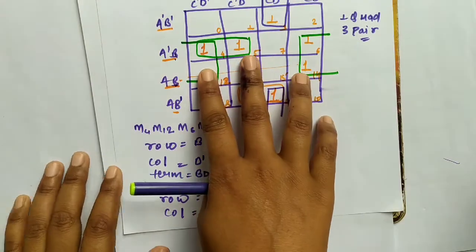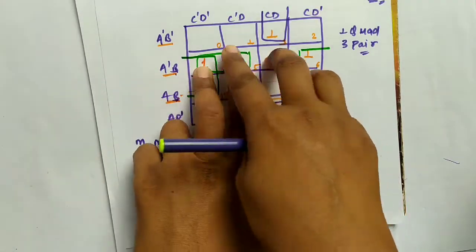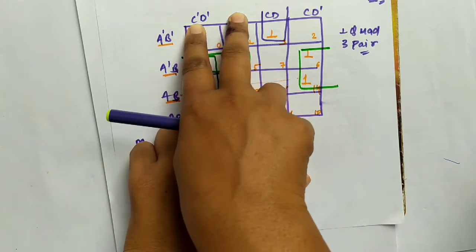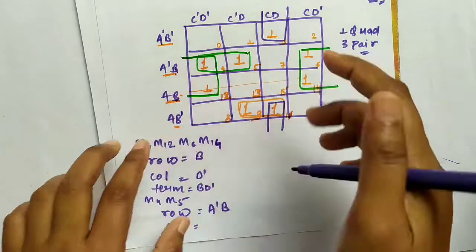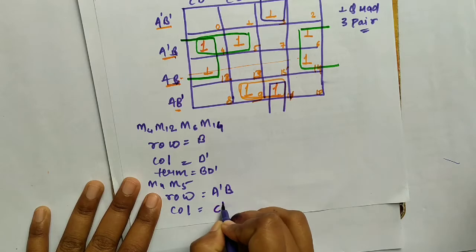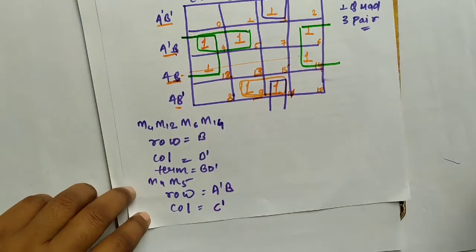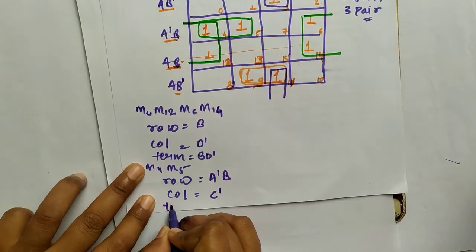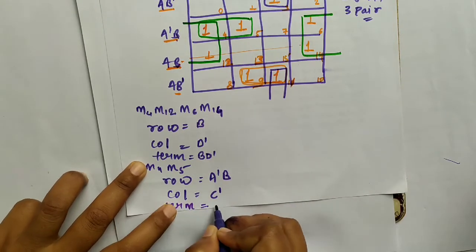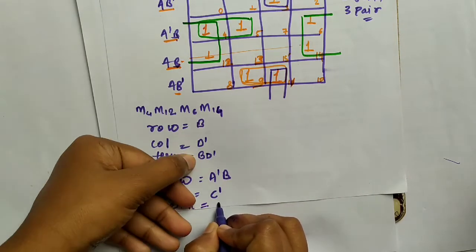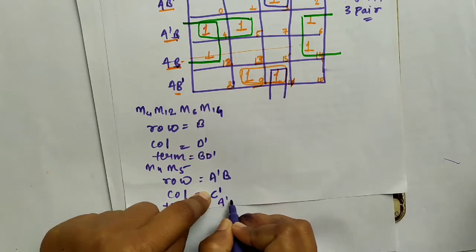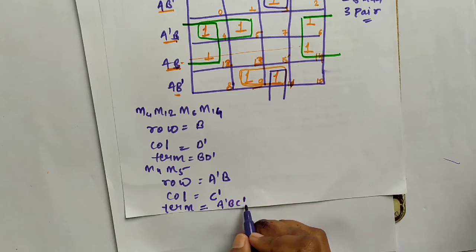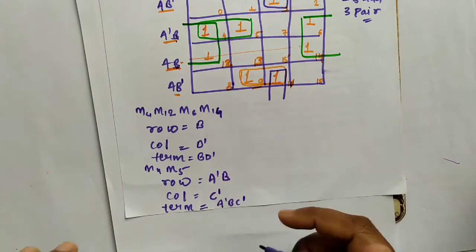But in the column, there is one common value, that is C dash. So here we write C dash. So the term is A dash B C dash.